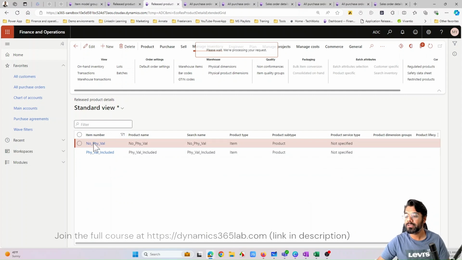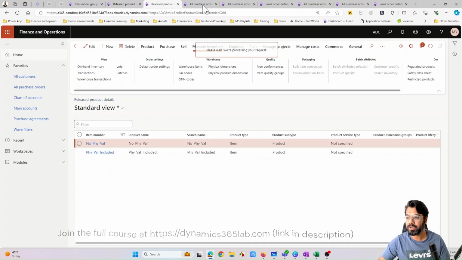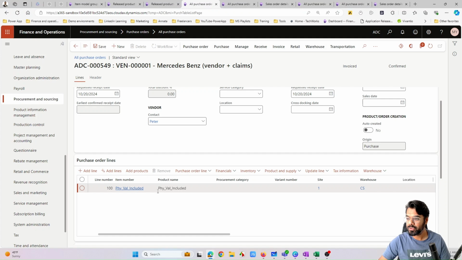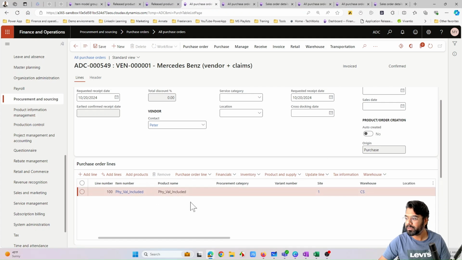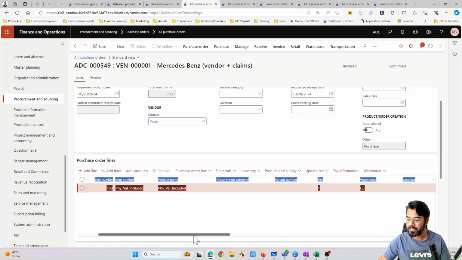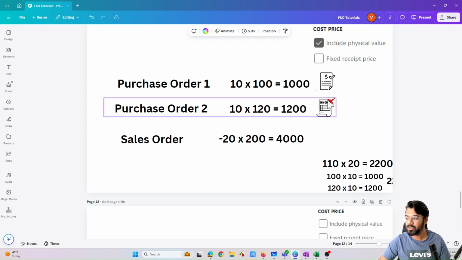Now, as we discussed, let's put a purchase order for this particular item. I have already created a purchase order to save some time. You see, I have already invoiced the purchase order as well. This is purchase order number 1 that we discussed, already invoiced as I said. Now let's do the second purchase order, and let's not invoice it, let's only receive it, and it's for $120.